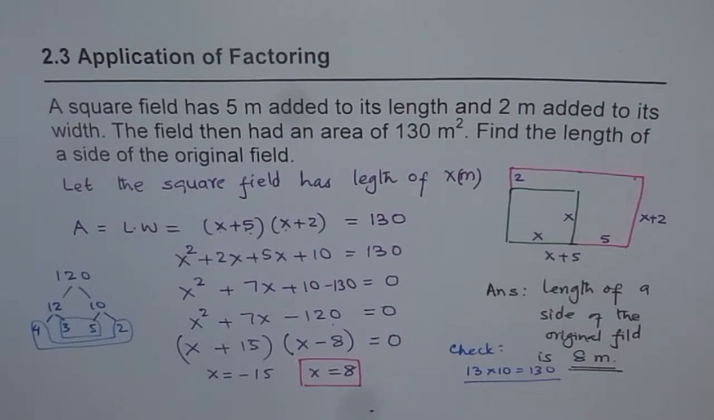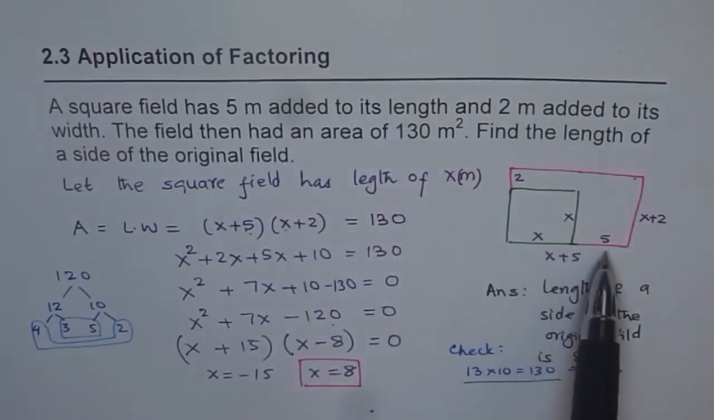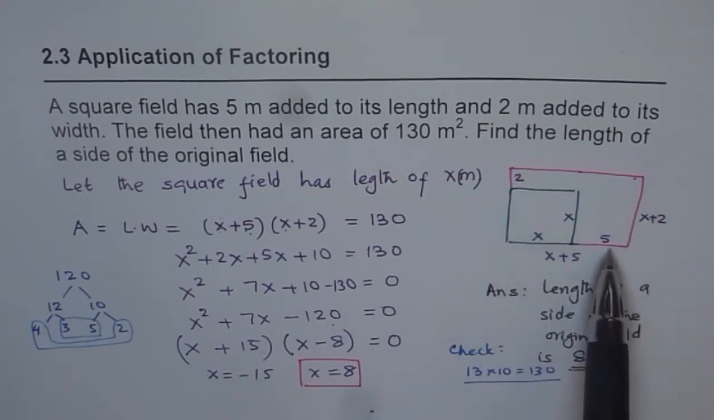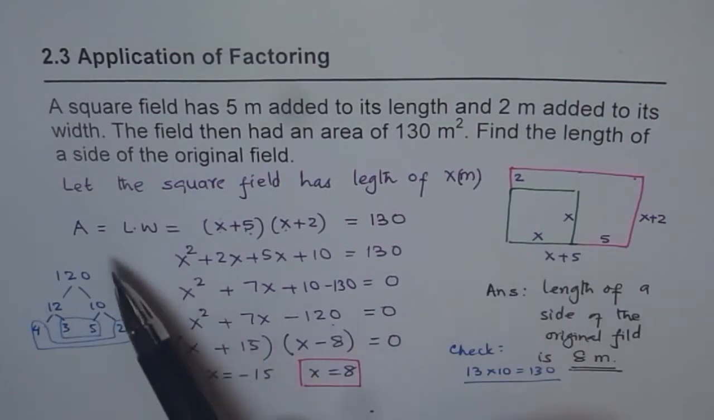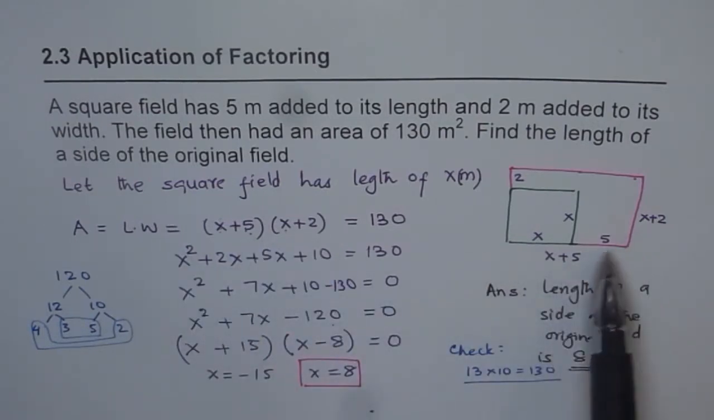Now let's review how we did the question. Read the problem carefully, define your variables. Once you define your variables, then try to make a neat sketch, label it properly. So 5 meters added to its length, that's clearly written here. 2 meters added to its width, that is the 2 meters extension of the width, right? And then write down the formulas. Formula in this case is area of the rectangle, which is length times width. At this stage, we have single variable equation in one variable. It could be solved very easily.